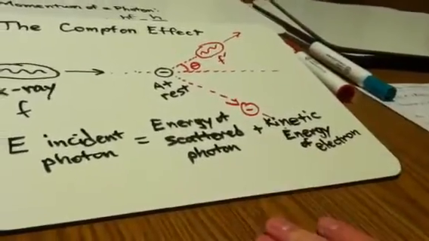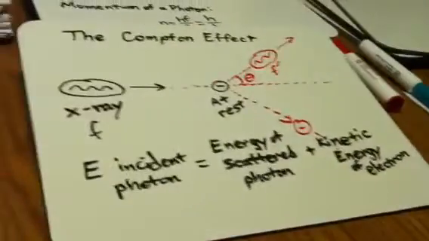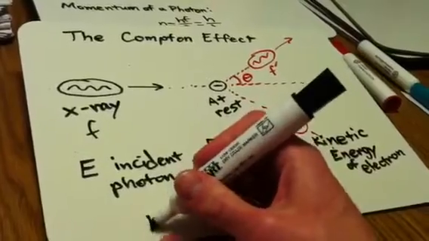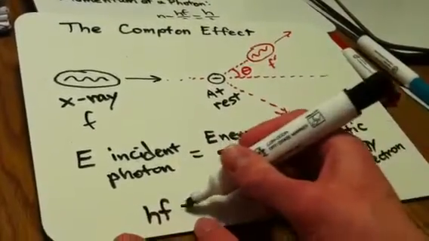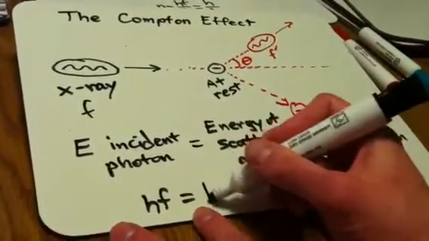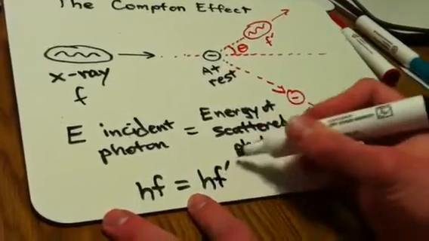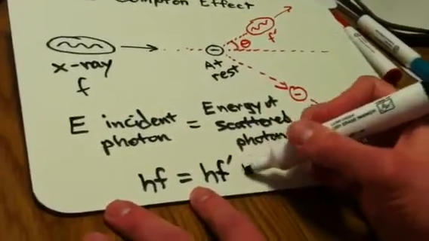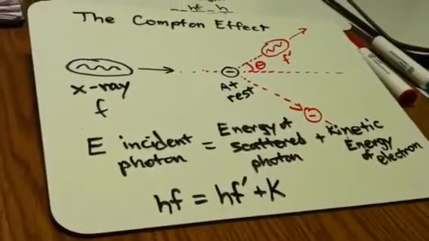So what we have here is really a relationship that is showing us again the conservation of energy. And if we put that into the equations that we have, or use the equations to formulate a new one, hf would represent the initial energy. The new energy for the scattered photon would be hf prime, a different frequency now, plus the kinetic energy expression for the electron itself.